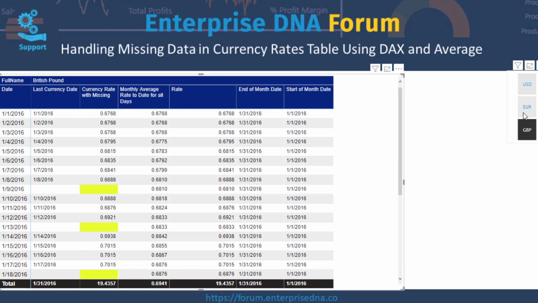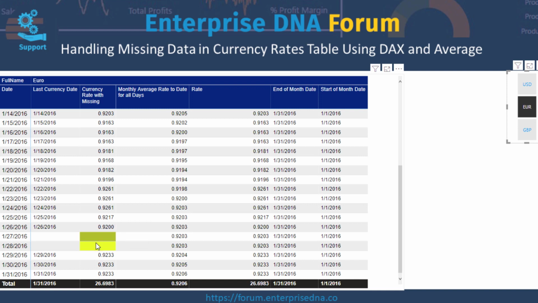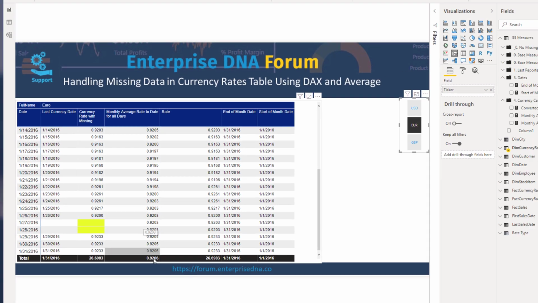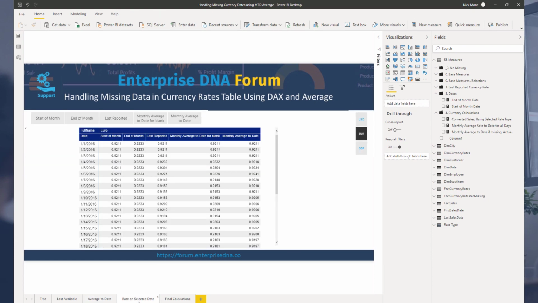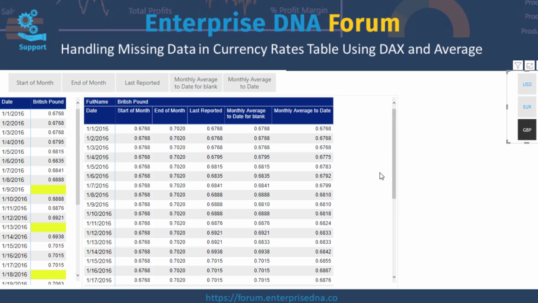And just to show you how flexible this is, we select the euro, and this still works. So here we're missing 2 days of data, so it pulls in 2 days. So if we go here, let's go back to the British pound for a second. All right, so if you take a look here, we got a new slicer here.